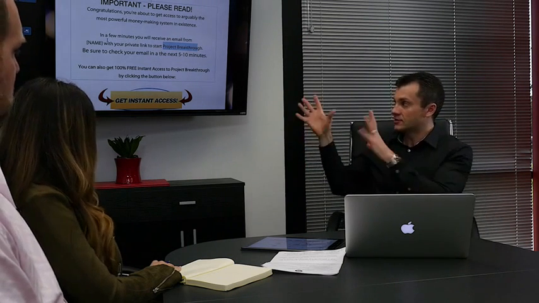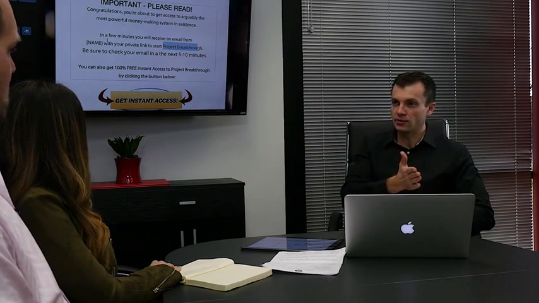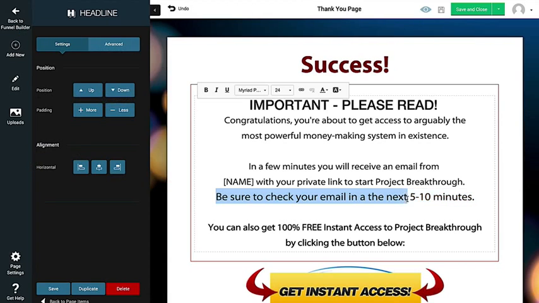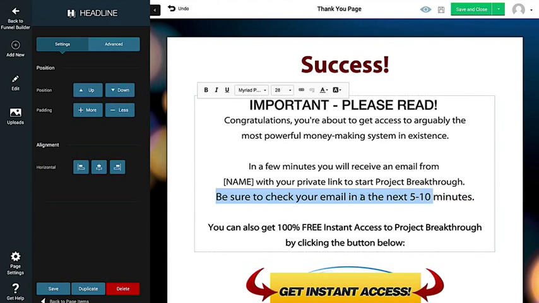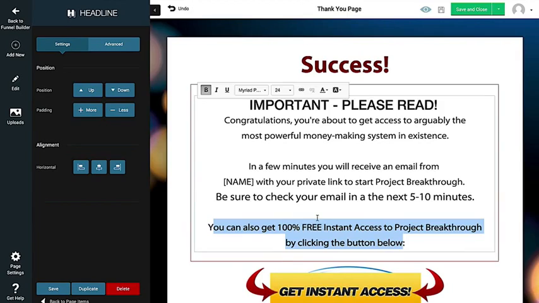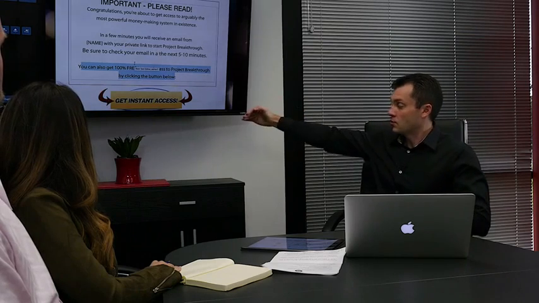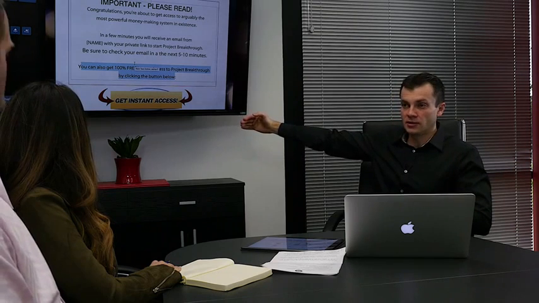Now, this particular template is designed for Project Breakthrough. I kind of did it with a beta version of Project Breakthrough, so it was custom built. It's available to you guys, so we might as well use it. Be sure to check your email in the next 5 to 10 minutes. I think there's a little typo here that we need to fix as well. You can also get free access to Project Breakthrough by clicking the button below, and boom, there's a button. So it basically tells them that they need to check their email, or they can access it right now by just clicking the button. Okay.